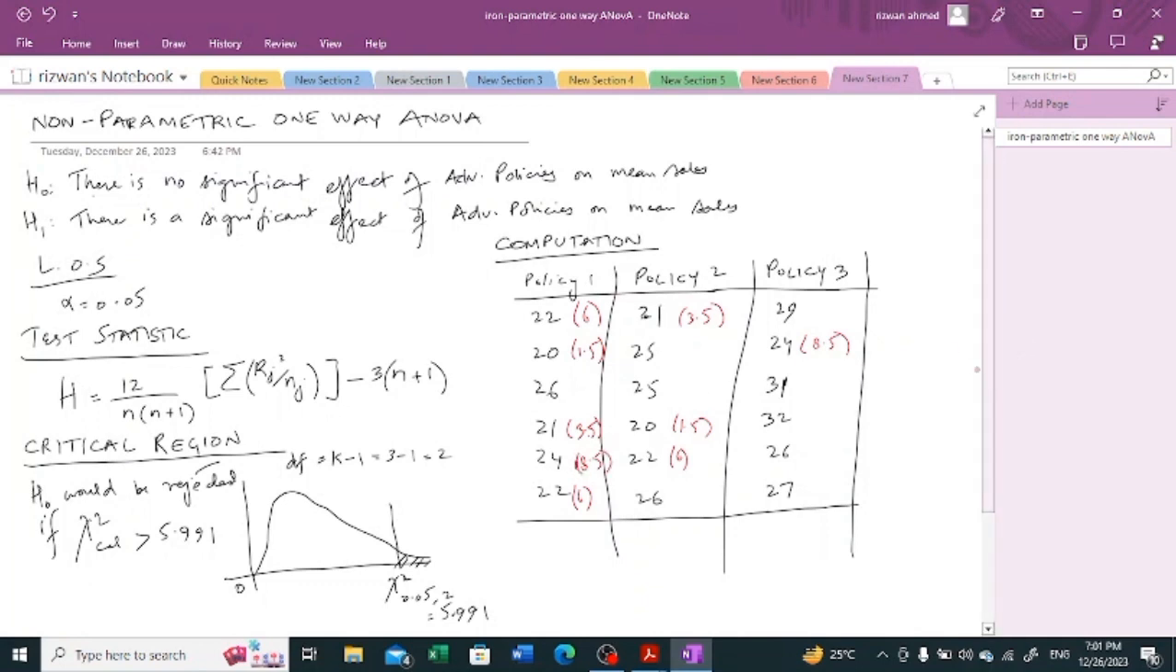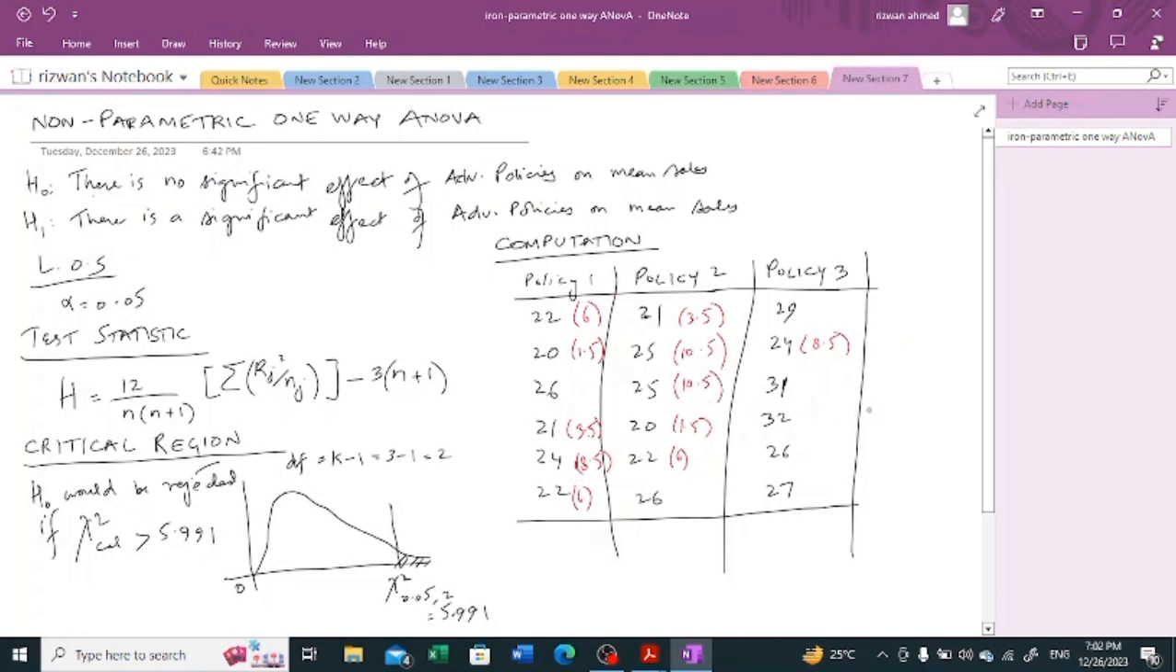Now, the next higher rank should be 10, and 10 we should assign to the next higher value, which is 25. So for 25 we need to count how many times it is repeated. 25 is again repeated twice, and the average of 10 and 11 is 10.5. So 10.5 is the rank that we should assign to these two numbers.